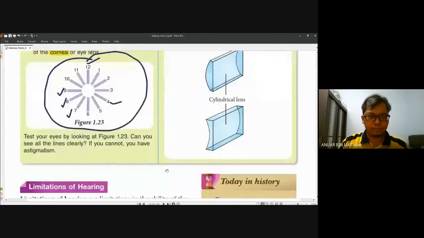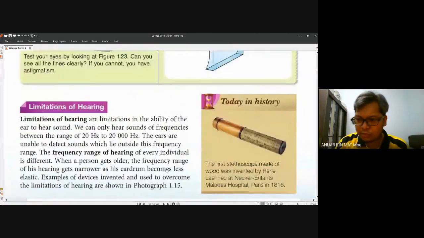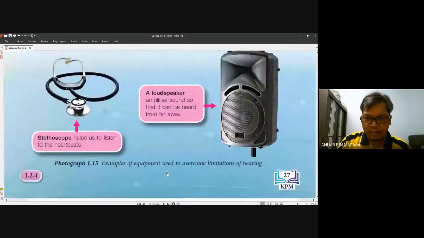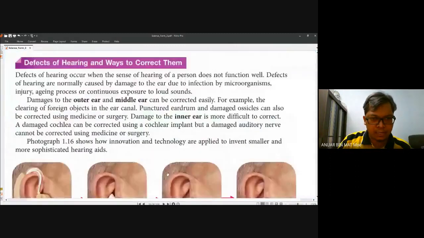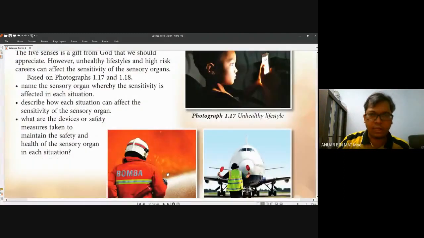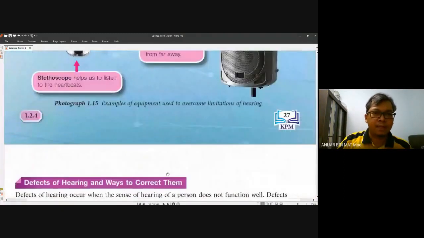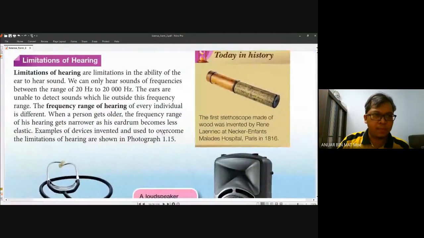Okay? Right. So now it's 12:19. Berapa lagi ni? 5%. Okay, sekejap saja lagi. Last one. Last topic for today.